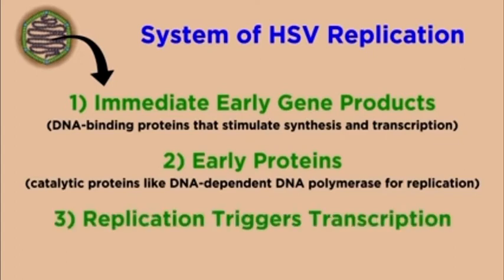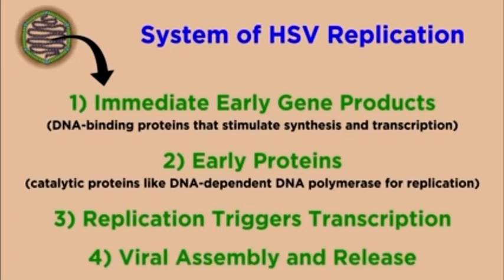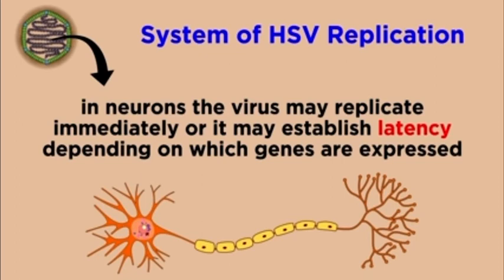Replication of the viral genome then triggers transcription of genes that encode structural proteins and other necessary proteins for viral function. From here, the virus is assembled piece by piece before being released either by exocytosis or cell lysis. In the case of neurons, when compared to other types of infected cells, the virus may either replicate immediately or establish latency, depending on which viral genes are expressed.